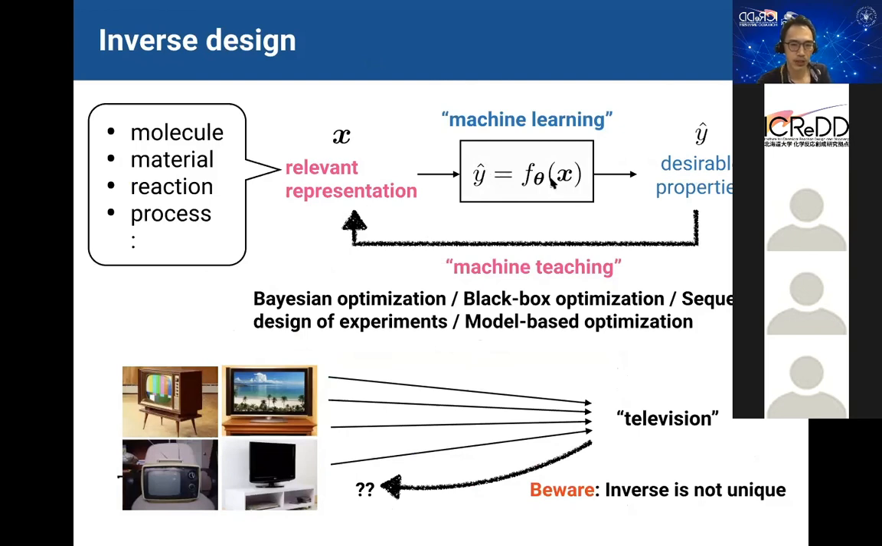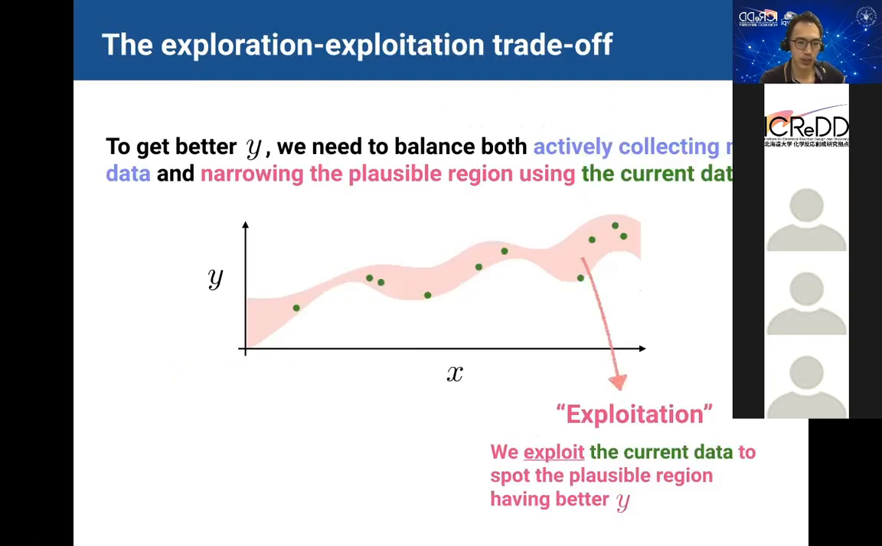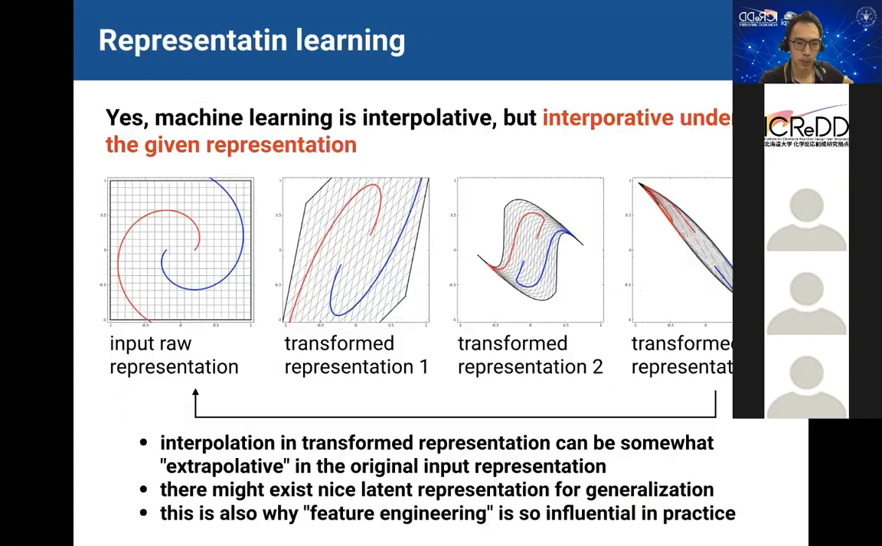Machine learning tries to predict a property, but we want to find some input that has desirable properties, like in drug discovery or new reaction development or something like that. State-of-the-art machine learning algorithms can try to tackle this problem from various aspects, but this is an ongoing topic. Anyway, there are subtle things to consider in this trade-off.